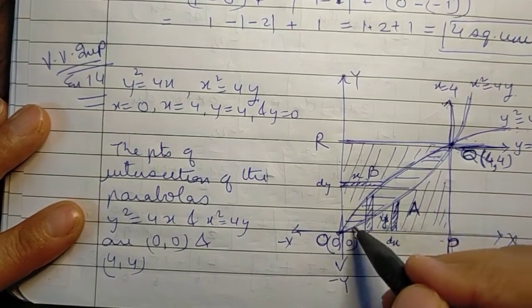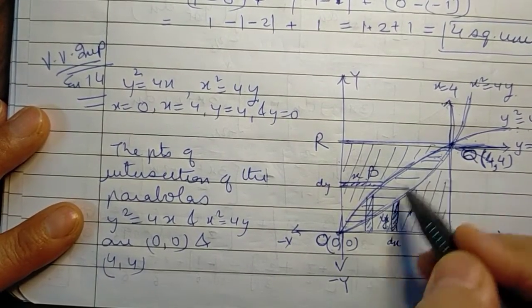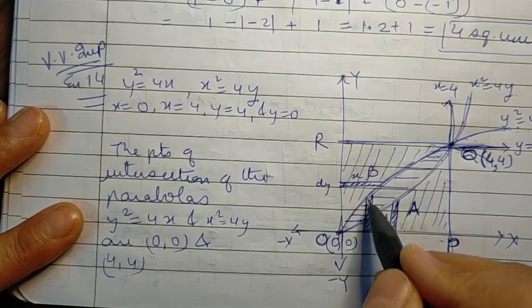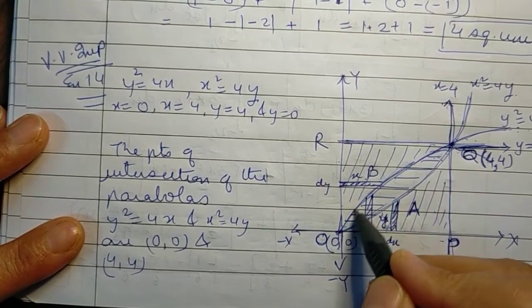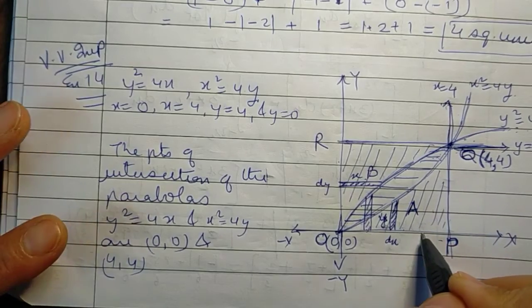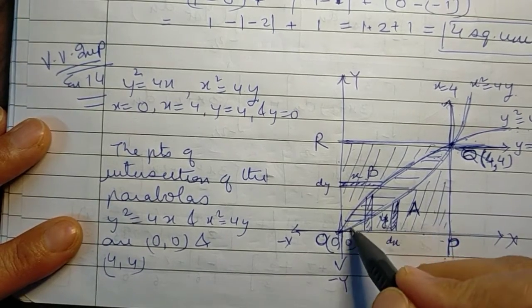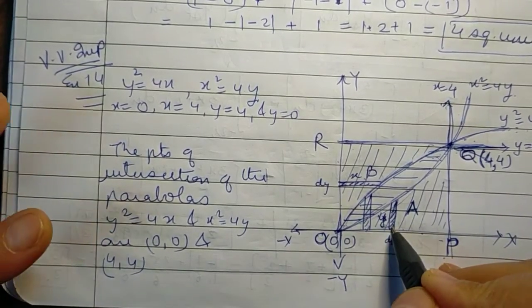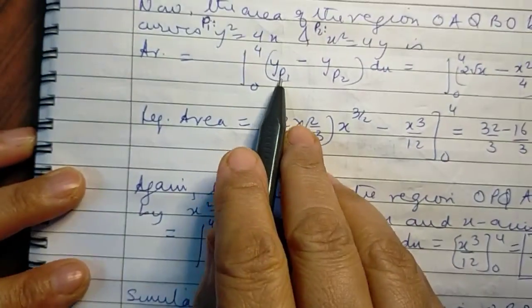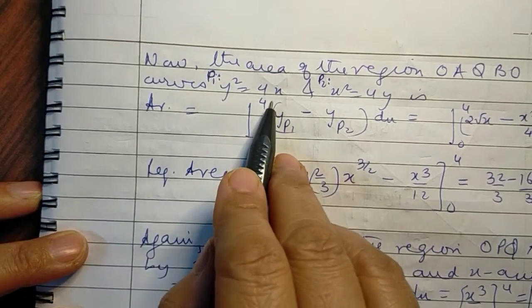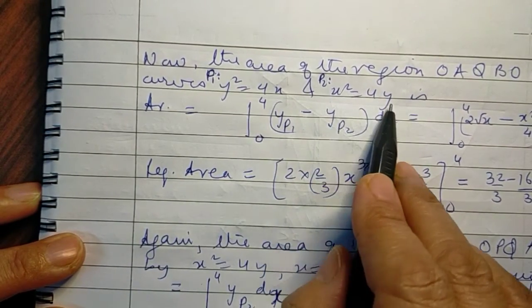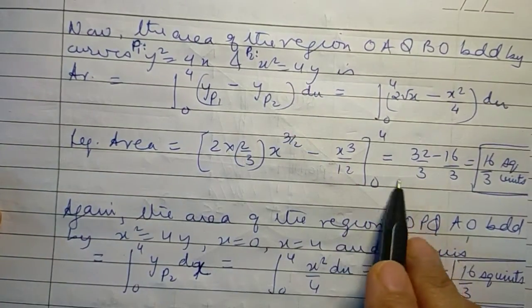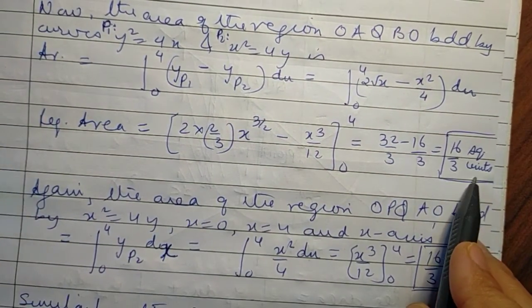So the area between the two parabolas is found from 0 to 4 by taking the area between this parabola and the x-axis minus the area between the other parabola and the x-axis. So the required area is the integral of y on parabola 1, which is y squared equal to 4x, minus y on parabola 2, which is x squared equal to 4y. When we solve it, we get 16 by 3 square units.